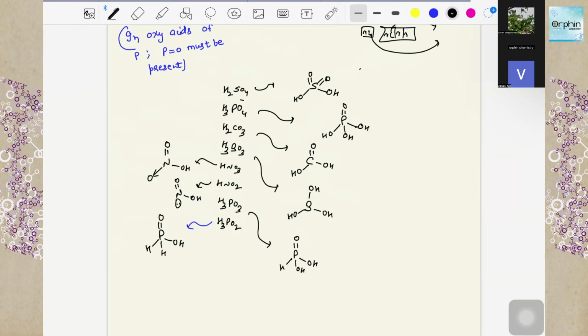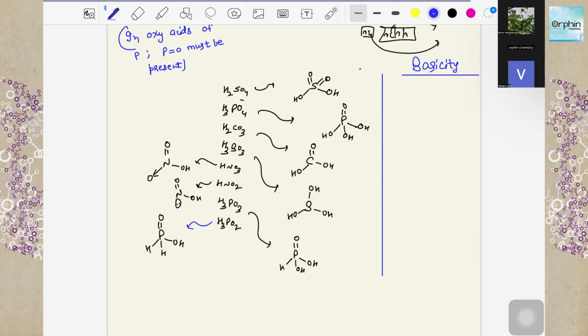Okay. So now, these are the cases where there was only one central atom, right? And before going on to the two central atom case, we can see a term which is basicity. What is basicity?